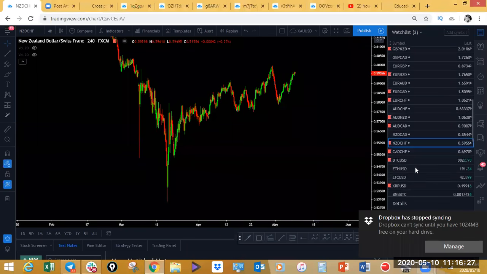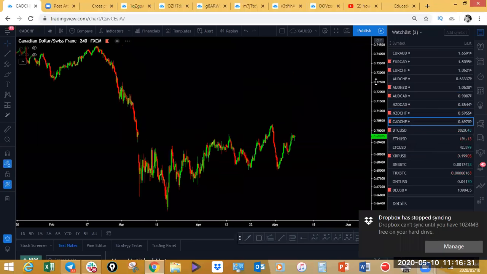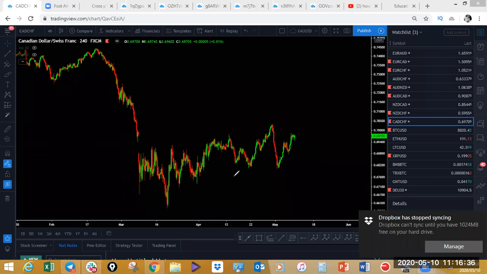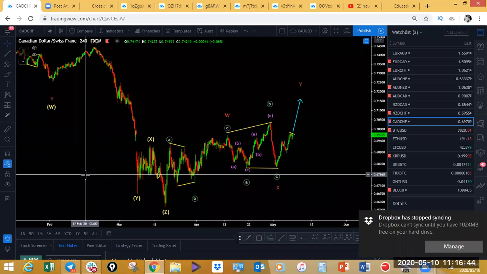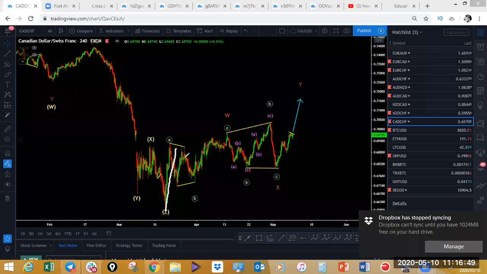CAD CHF. Lastly, that's CAD CHF. Again, you can see that this is going sideways, it's going up correctively. So this here looks like, let's just have a look here what the labeling is. It's a bit of a complex structure here. That is a WXY structure. So you've got 3 waves up here. And now we're looking at this to be another 3 waves pullback. Let's use a different color, 1, 2, 3. So we're looking at that.